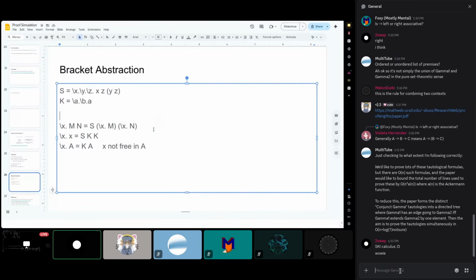Lambda x. I guess we're assuming that x is free in M and N, or there are no instances of x in M and N. There could be. Okay. I think I agree.